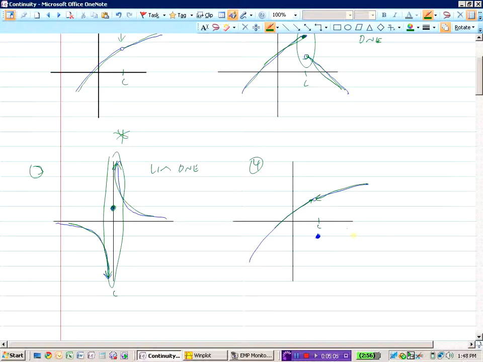Does the limit equal f of c? No. The limit is approaching this y value here. We'll call this y1. F of c is way down here at y2. So the limit and the function value are not equal. Therefore, that function is not continuous.